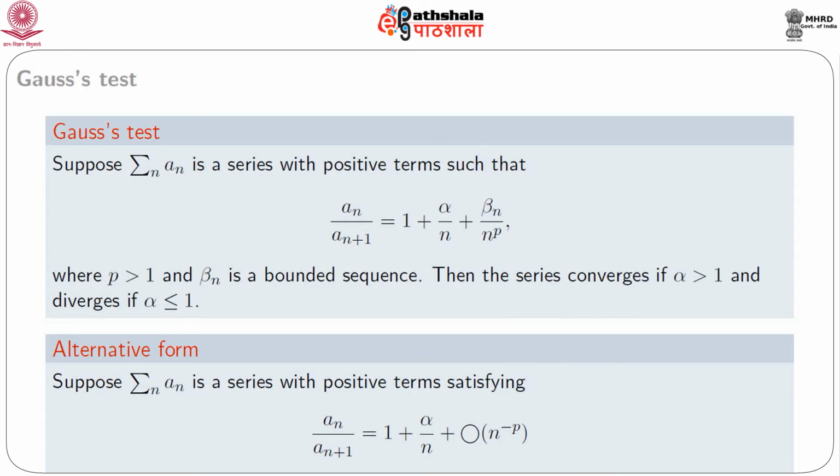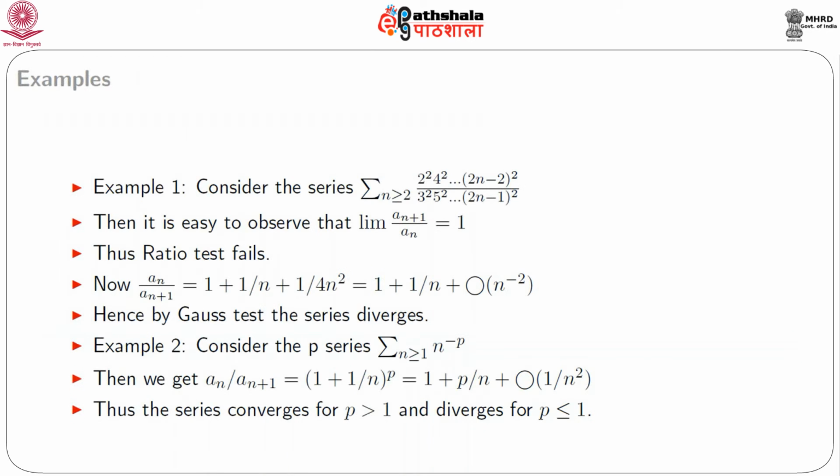Naturally, the criteria can be written more conveniently using the big O notation. So, let us consider some example. Consider a series with nth term as a ratio, with a number of terms in the numerator and number of terms in the denominator. In the numerator, we have the product of 2 square, 4 square up to (2n minus 2) square, and in the denominator we have the product of 3 square, 5 square up to (2n minus 1) square.